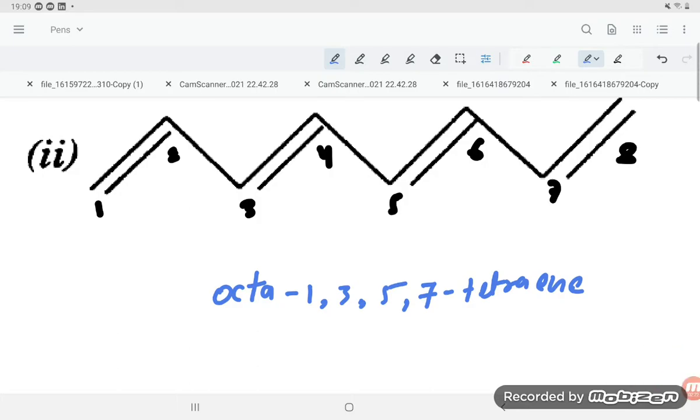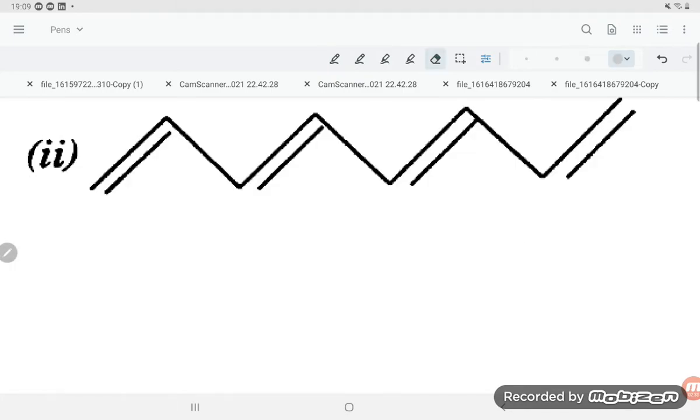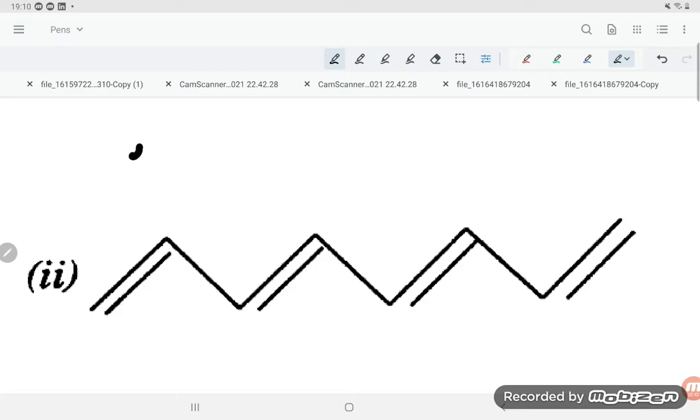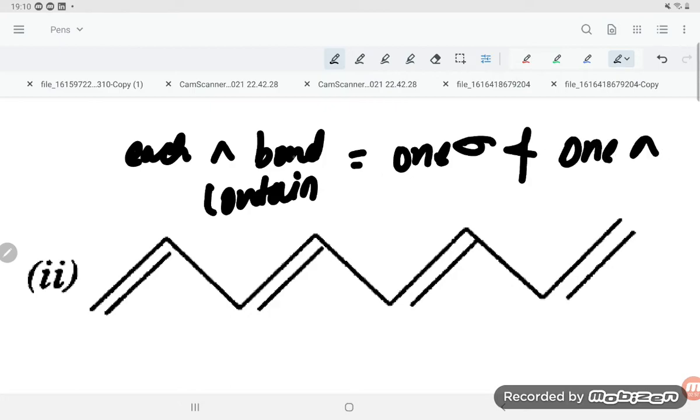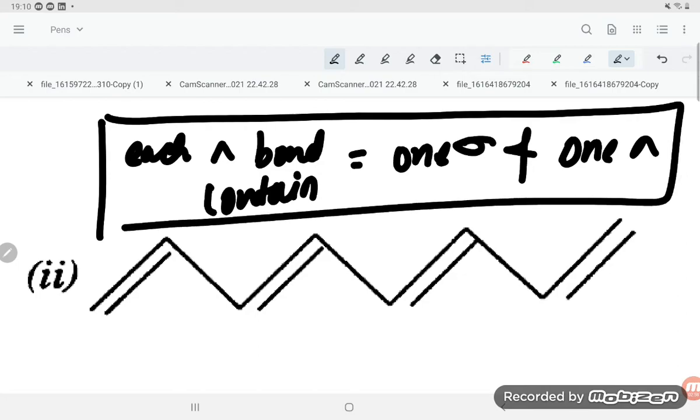Now, students, we have to find out the sigma and pi bonds. The IUPAC name is over. To get to know the sigma and pi bonds, we first have to write the extended version of this compound. The rule is: each double bond contains one sigma and one pi bond.